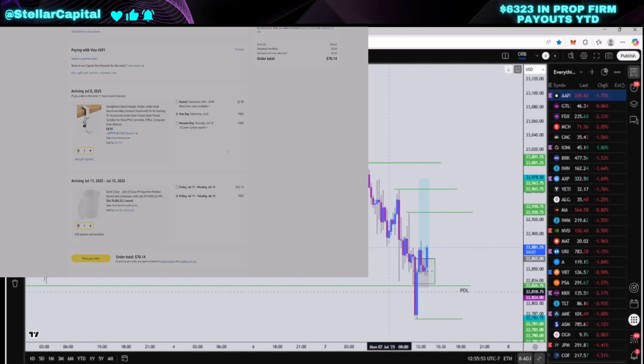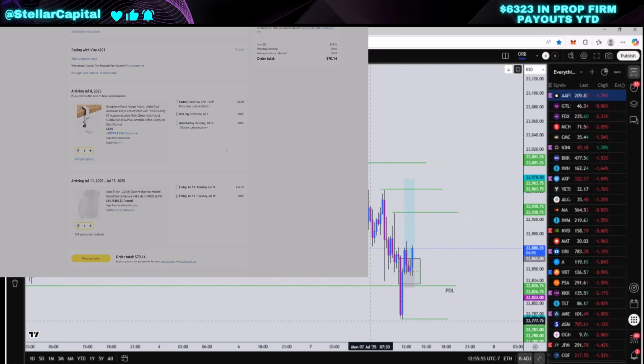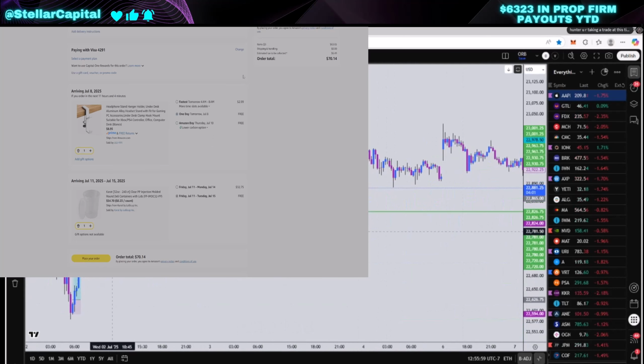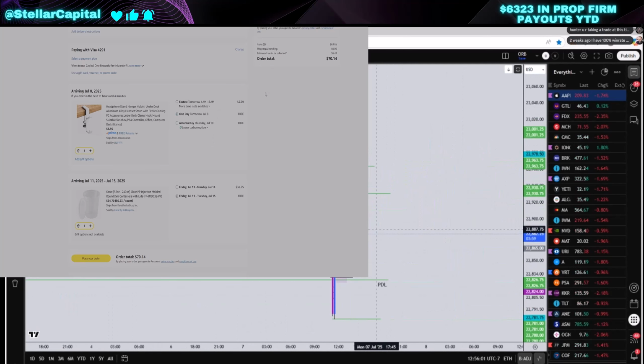Like right here, this is perfect. There was no reason to try to short and continue lower after taking this previous day low. We're in fair value gaps. The only thing you could have done was long.